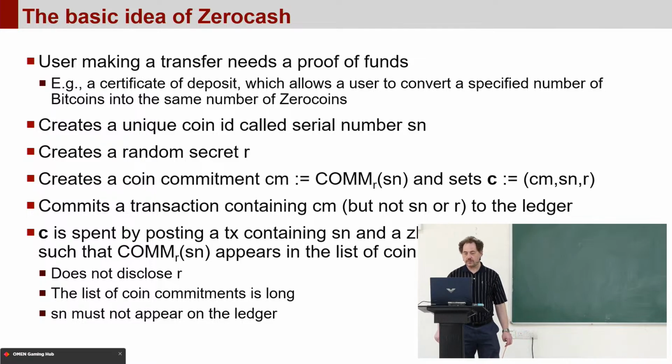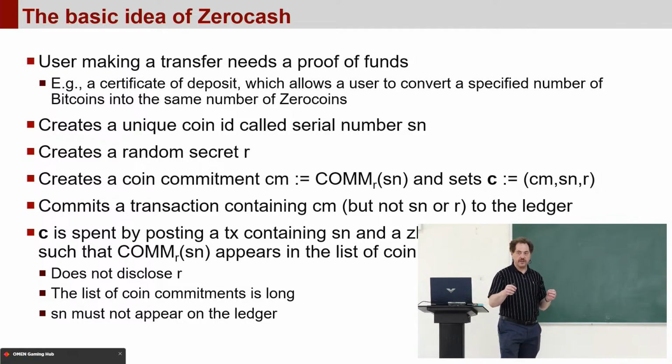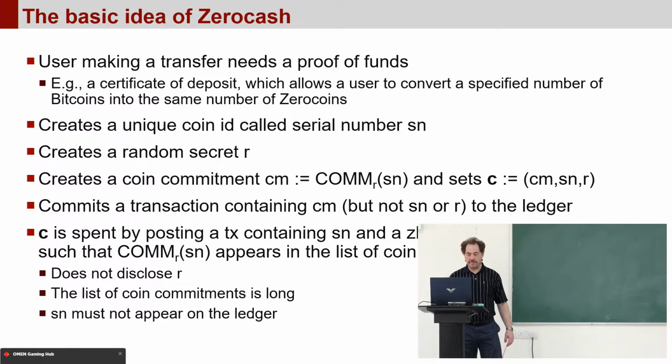And then how can another node spend that coin? It is spent by posting a transaction which would contain the serial number and the ZK snark proof of I know R, such that the commitment appears on the list of coin commitments. The list of coin commitments meaning in the ledger.